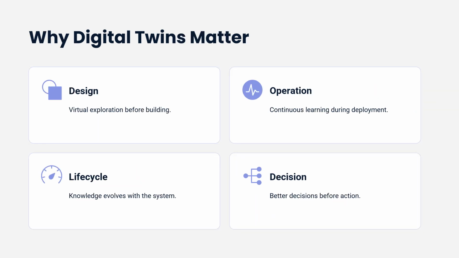A digital twin is valuable because it changes how we learn. During design, we explore virtually before building physically. During operation, the system keeps learning from new measurements. Across the entire life cycle, knowledge continues to accumulate. Different applications, the same principle. Learn virtually before acting physically. But none of this happens without a model. The model is where data becomes understanding. It's also where prediction begins. So next, let's look at how we build one.